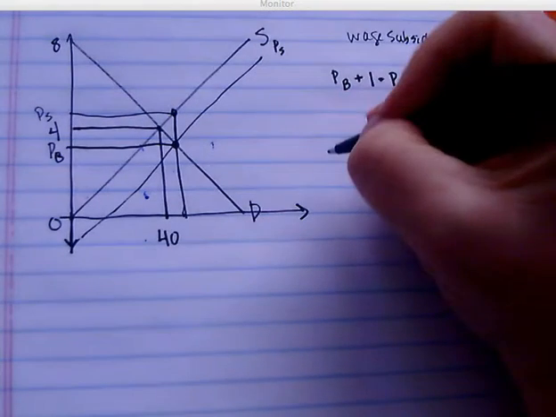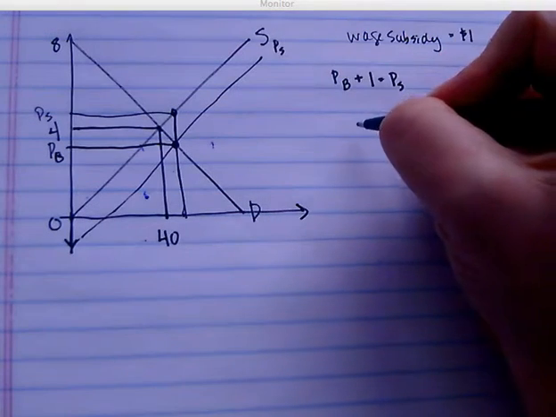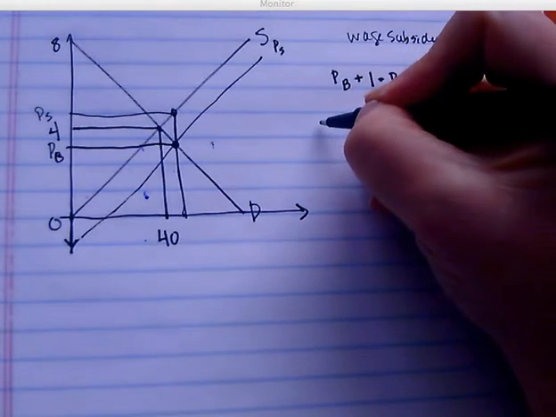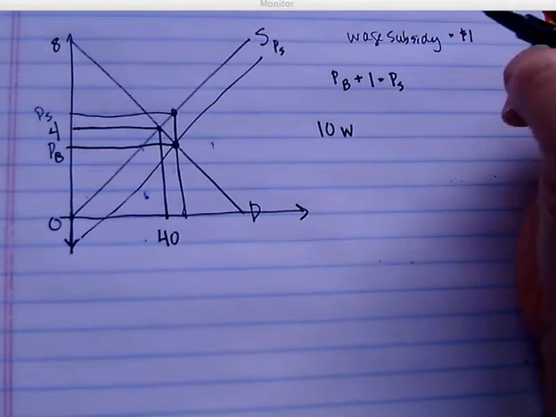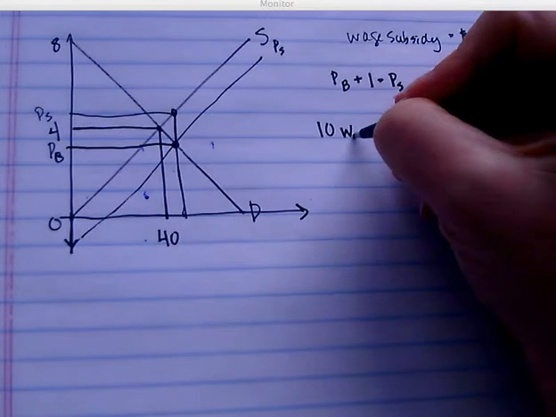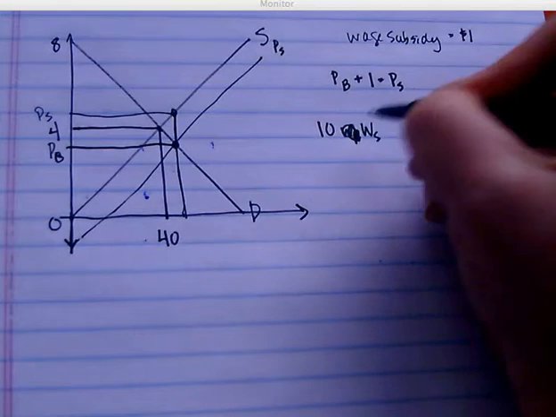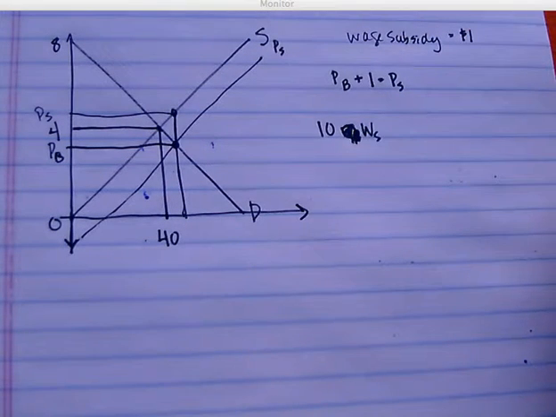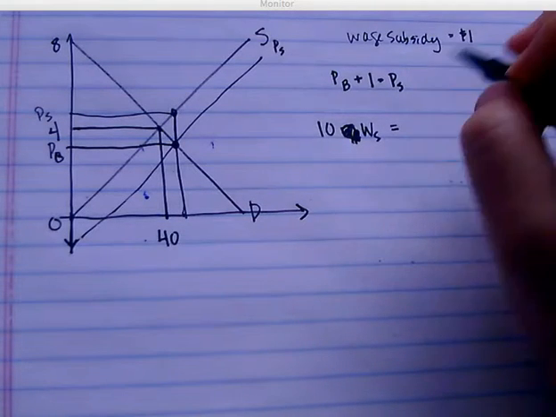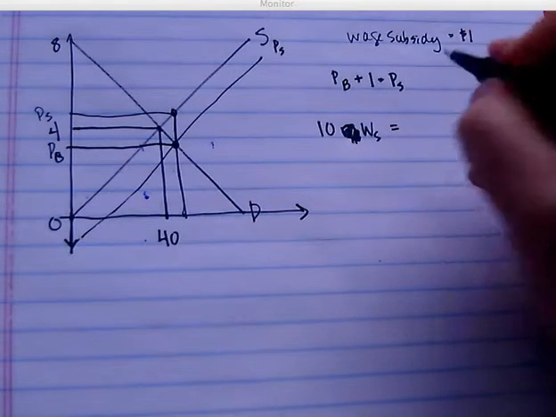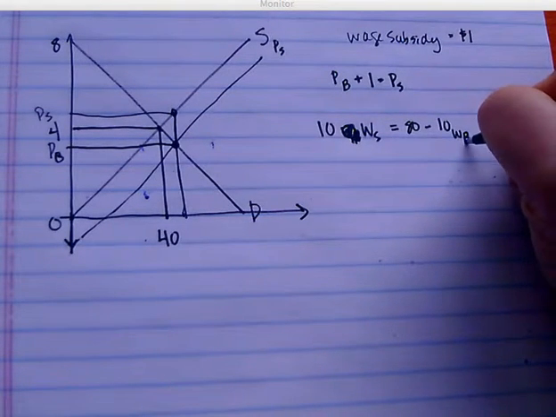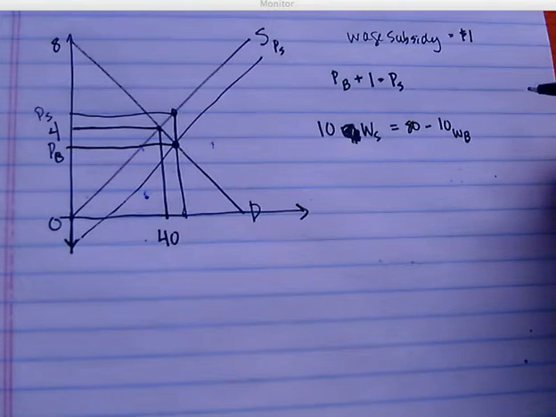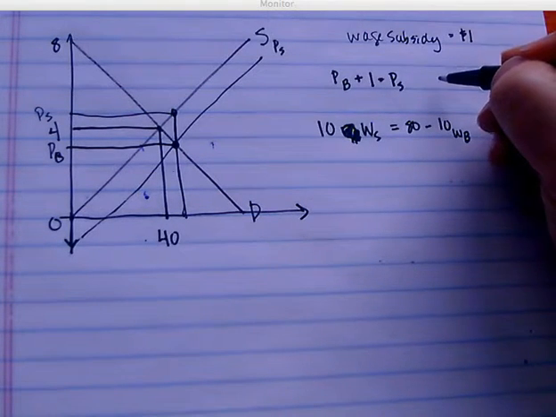Well, let's go ahead and talk about what the supply curve looks like. The supply curve is 10 times W, the wage that the seller receives. That's what the individual who's selling his labor gets. Okay, and then that is equal to the demand, which is 80 minus 10 times the wage to the buyer. But of course, the wage to the buyer is equal to the wage to the seller minus 1, right?